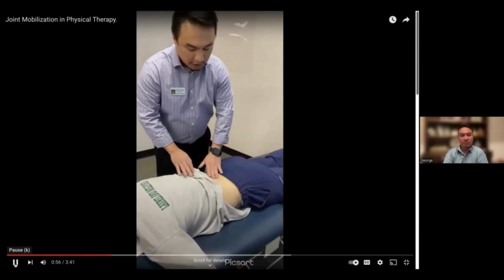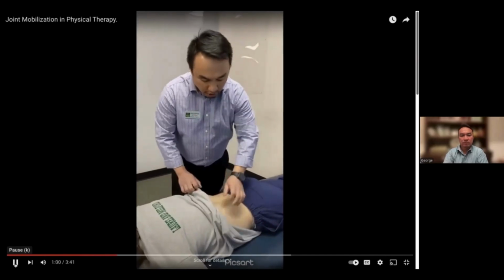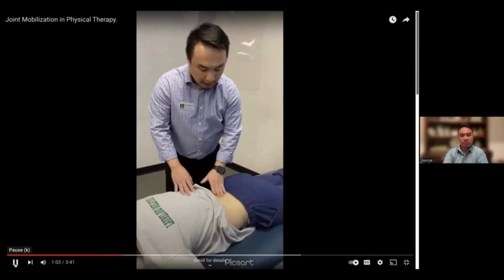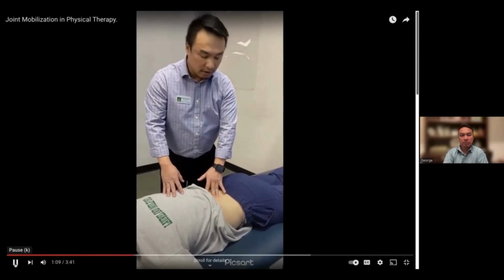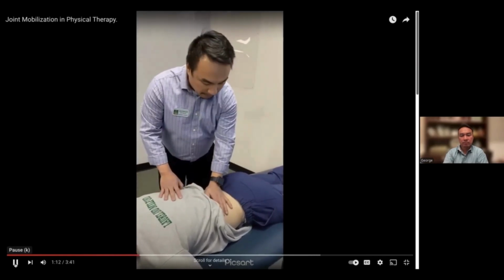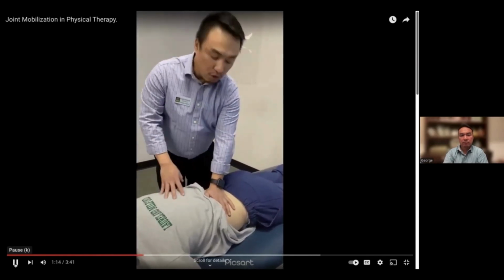like this. So for whatever reason you choose a joint that you want to mobilize, and you just use the grading that you think is appropriate for the patient's course. All right, so you choose a joint. In this case, it's a lumbar spine.